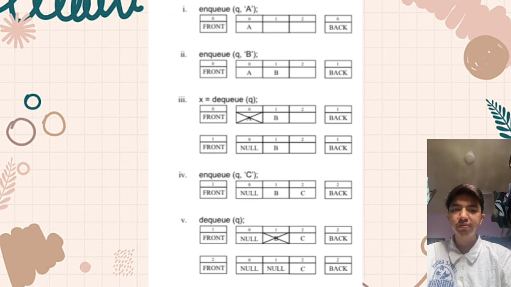So for the diagram for each statement, the queue diagram: enqueue A, enqueue B gives A B, x equals dequeue gives B, enqueue C gives B C, dequeue gives C. From the front and back values for the queue after each statement: for enqueue A, 0 0; enqueue B, 0 1; for x equals dequeue, 1 1; then 1 2; dequeue, 2 2.